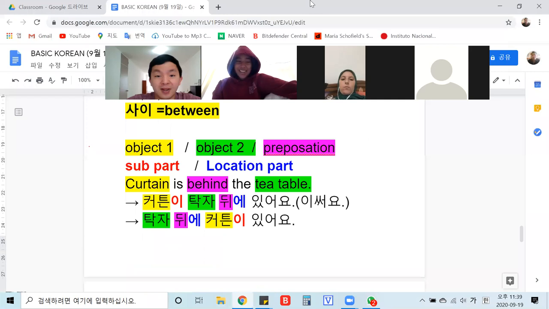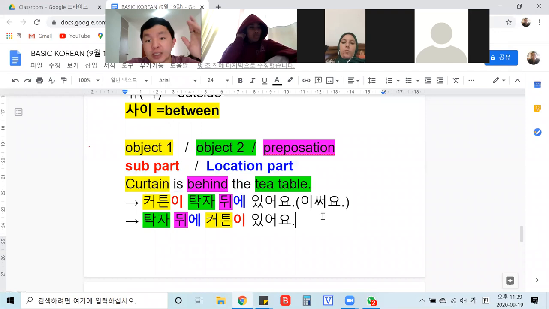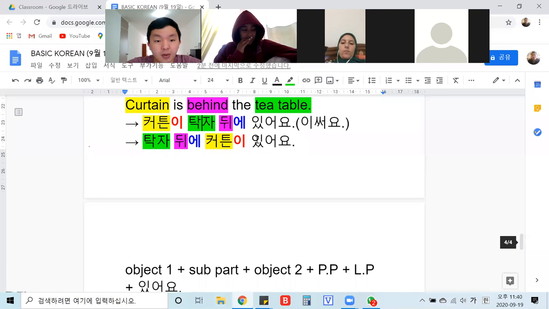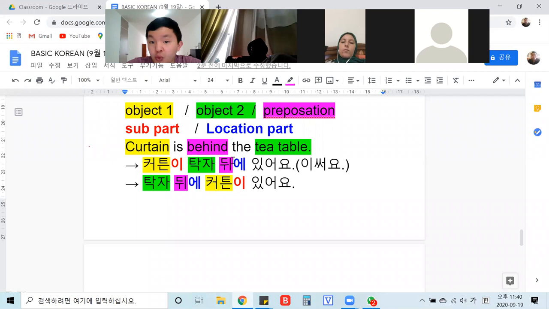Okay. So here is the rule. I just wrote it because some of you are missing the classes about using prepositions and how to make a sentence explaining object location. So this is an example using those prepositions to make a sentence. So let's stitch together. Here we go. The preposition, I put that in pink color here. This is a preposition. I'm using 뒤, which is behind.